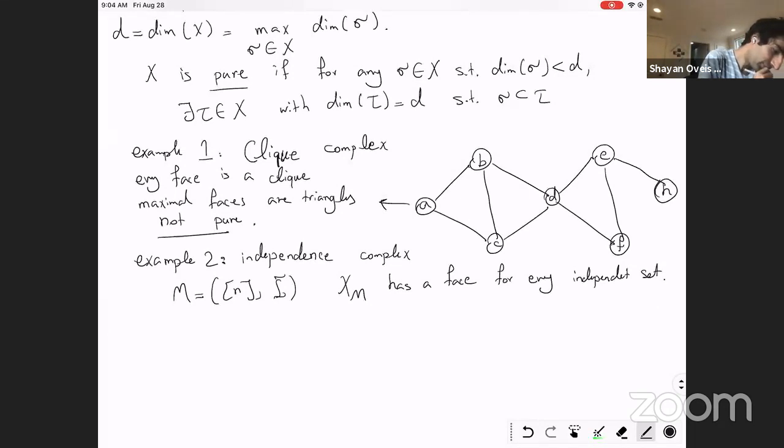And so you have the same property for clique as well, right? If you have a clique, if you choose a subset of the clique, you also get another clique. And that's why the clique complex is a complex.